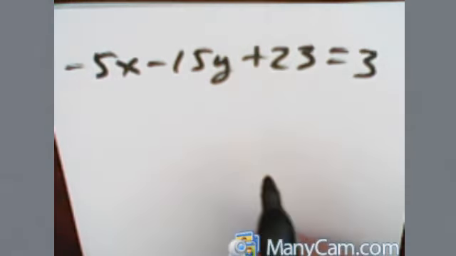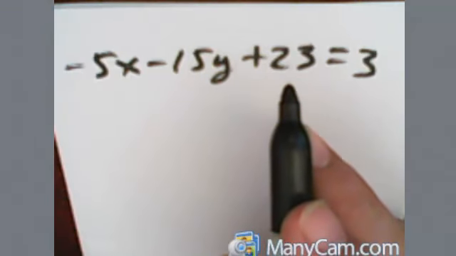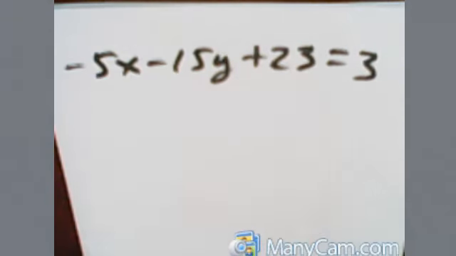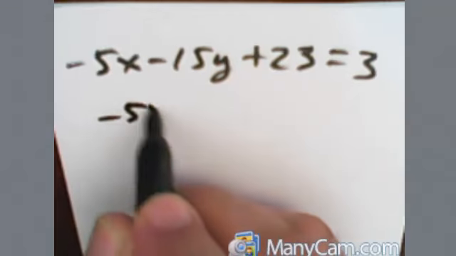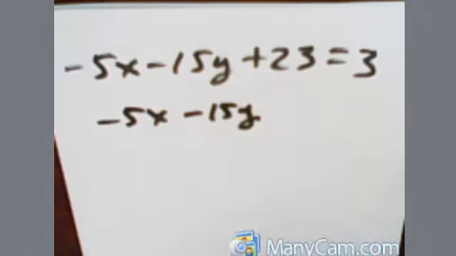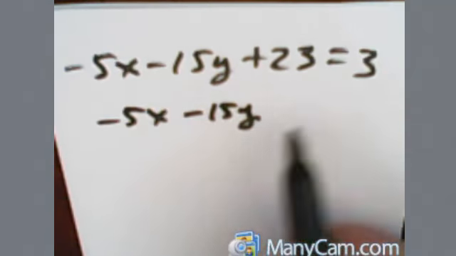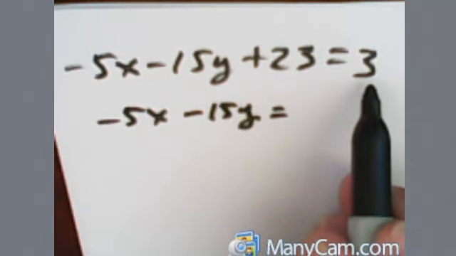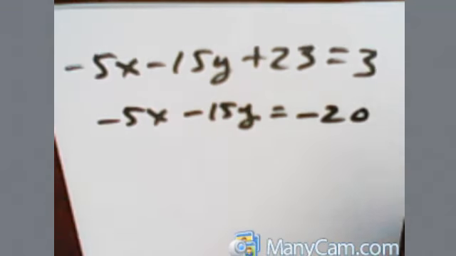We're going to take the +23 and subtract it from both sides. So we'll rewrite this as -5x - 15y. Subtract 23 from the left, and that's gone. Subtract 23 from the right, and you get a -20.